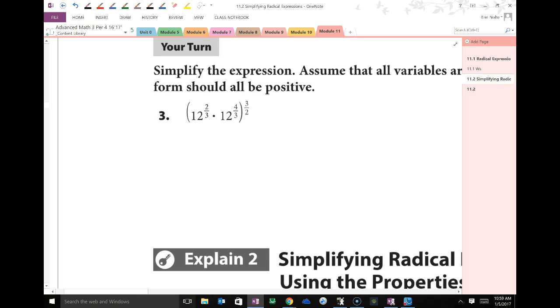Oh, you found it? So it says the quantity of 12 to the 2/3 times 12 to the 4/3, end parenthesis, to the 3/2. So we've got powers to the powers here, which sounds pretty godly.